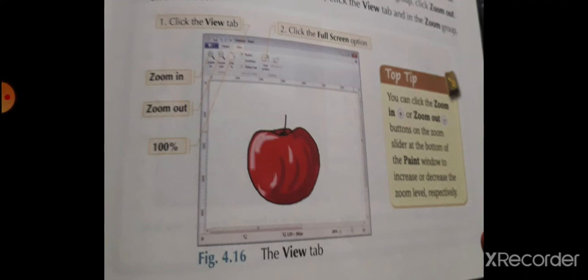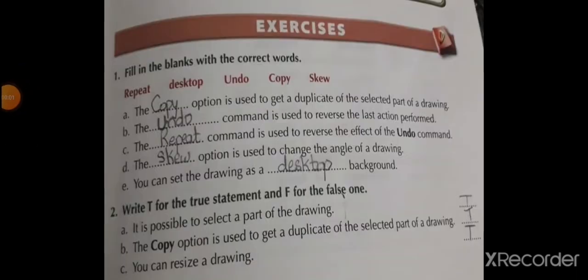Now, as we are done with the chapter, let's move to our textbook exercise. All of you please open page number 47. Let us start with our exercise. Question number 1. Fill in the blanks with the correct words. A. The dash option is used to get a duplicate of the selected part of a drawing. Which option is used? Copy. The copy option is used.